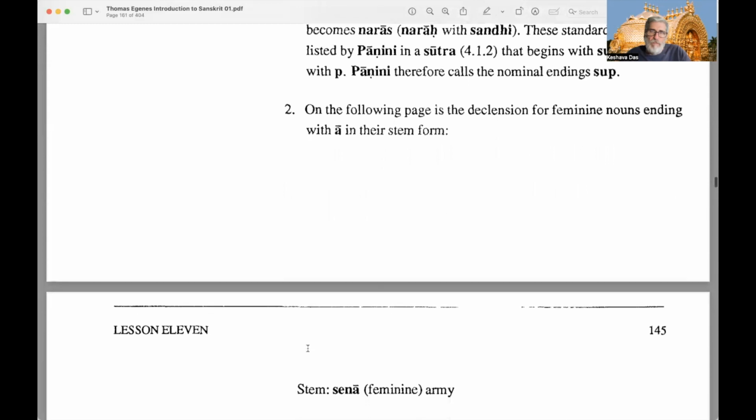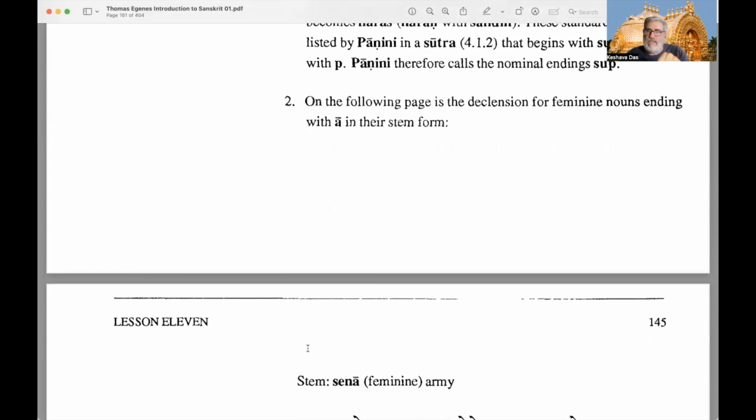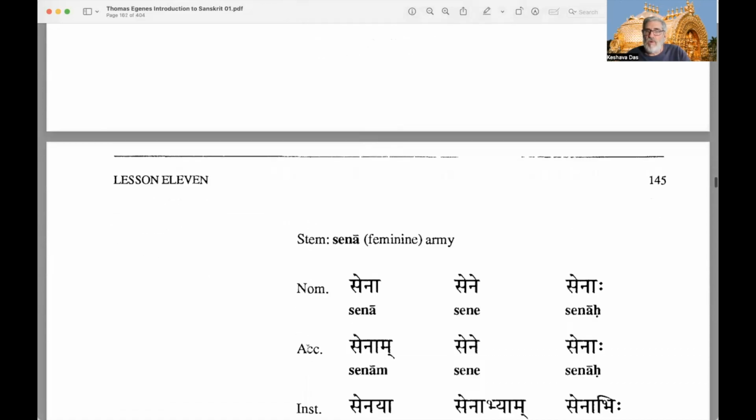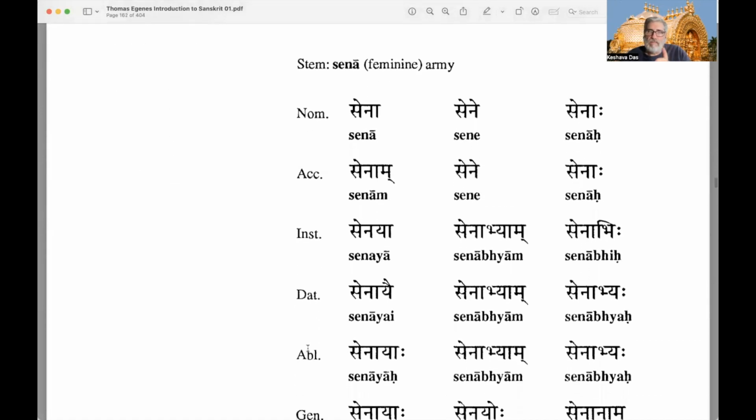On the following page is a declension of feminine nouns ending in the long A in their stem form. He uses here Senā, which means army. It's a feminine noun. Obviously, normally we don't think of an army as a feminine thing. It's not naturally feminine, but the noun itself is feminine, because we understand in Sanskrit that the gender assigned to a particular word doesn't necessarily have anything to do with its meaning.